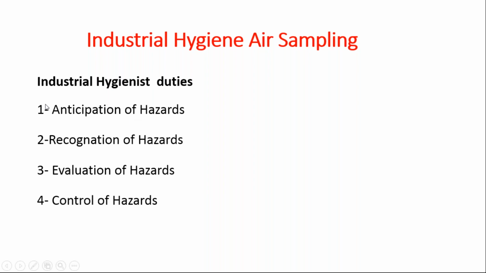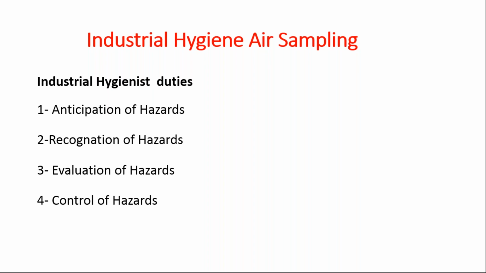Let me repeat. Number one, anticipation of hazard. Number two, recognition of hazard. Number three, evaluation of hazard. And number four, control of hazard. But the specific thing is that he will deal with all the hazards which are related to chemical and biological agents, and these can affect the health of the worker.